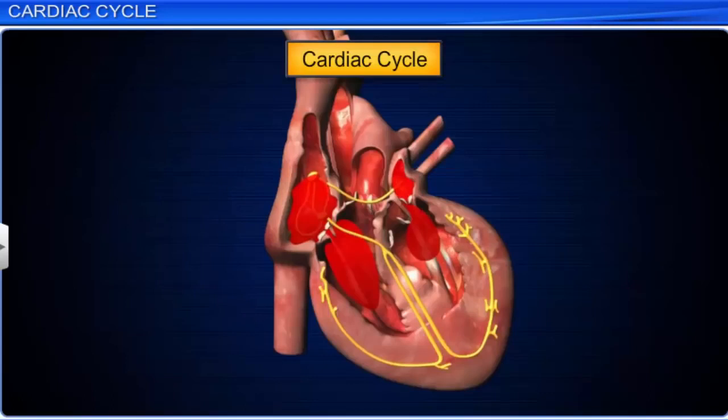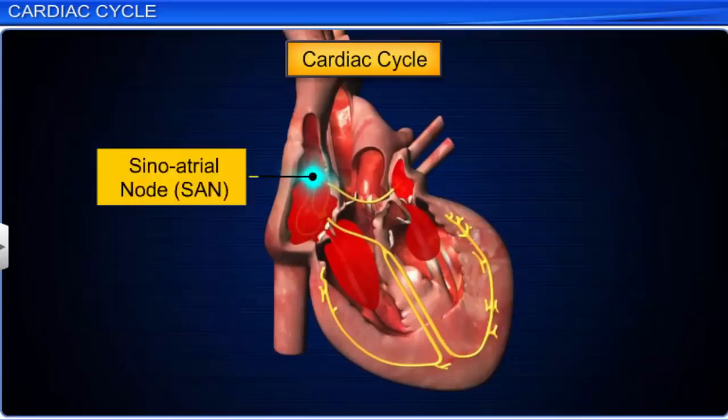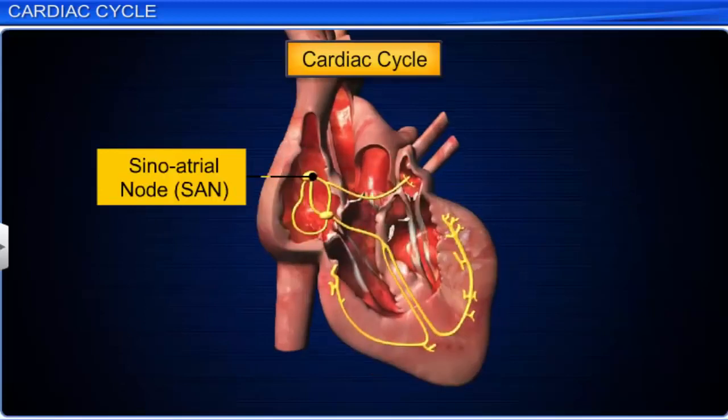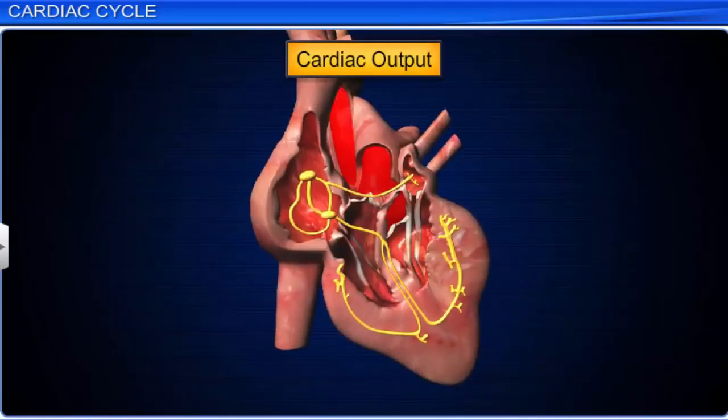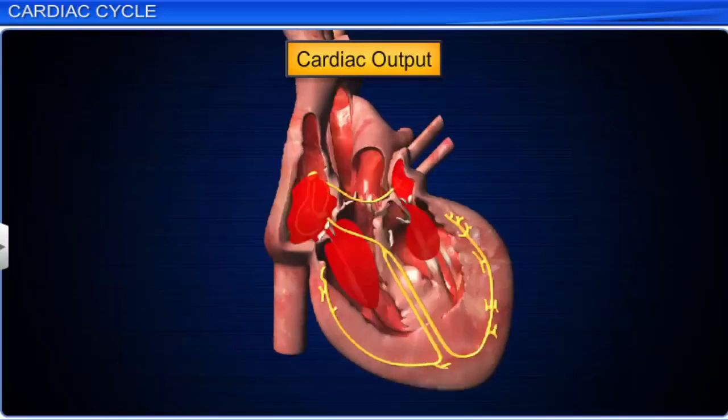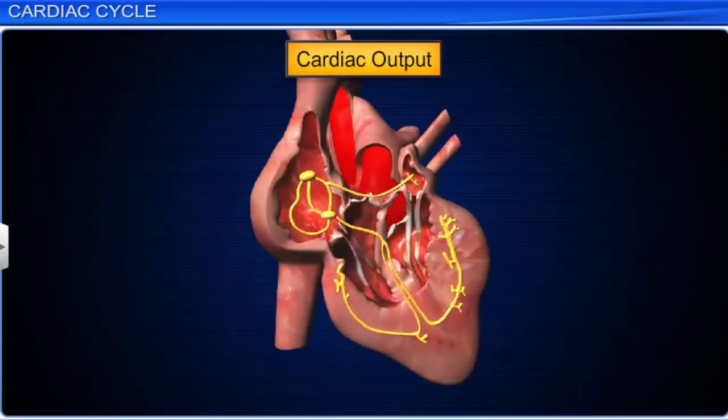Now, the four chambers are once again in a relaxed state or joint diastole. This sequence of events is repeated again as the SAN generates another action potential, resulting in the cardiac cycle. Cardiac output or efficiency of the heart is calculated using the volume of blood pumped by each ventricle per minute. Normally, each ventricle can pump around 70 milliliters of blood per minute, which is also called the stroke volume.